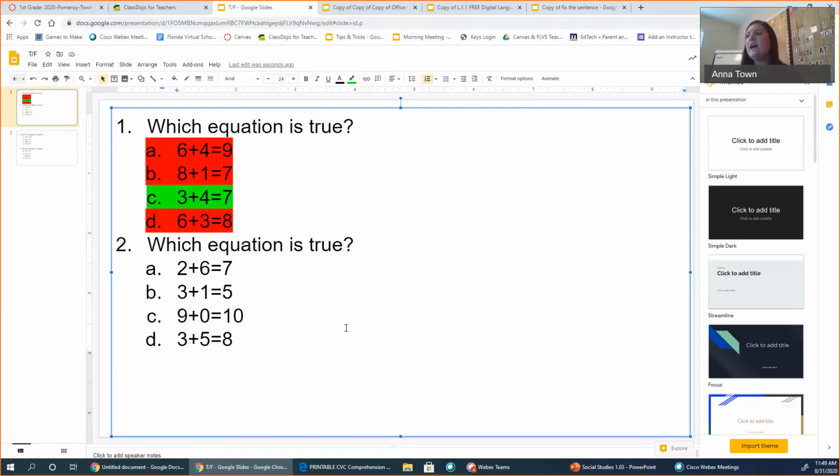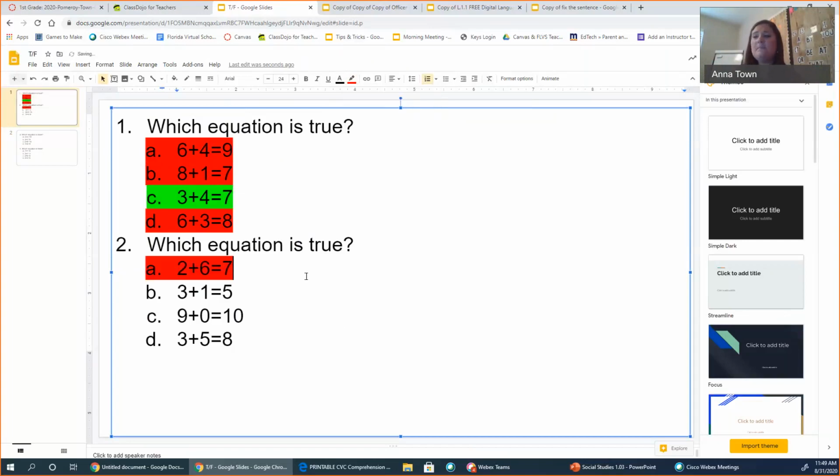Okay, boys and girls, let's go ahead with this first equation. A, 2 plus 6 equals 7. Is that correct or incorrect? Incorrect. We put 6 in our brain, 2 fingers up, 7, 8. So this is incorrect. So we're going to highlight it red.